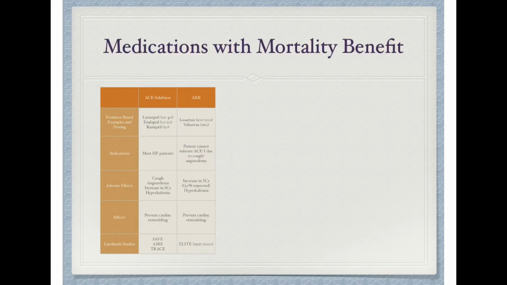An alternative to ACE inhibitors are the angiotensin receptor blockers, or ARBs. Some examples include losartan and valsartan. These are mainly used when a patient can't tolerate ACE inhibitors as a result of cough or angioedema, as ARBs are much less associated with these as a result of having a decreased effect on bradykinin. These also will cause increase in serum creatinine and hyperkalemia and are effective at preventing remodeling.